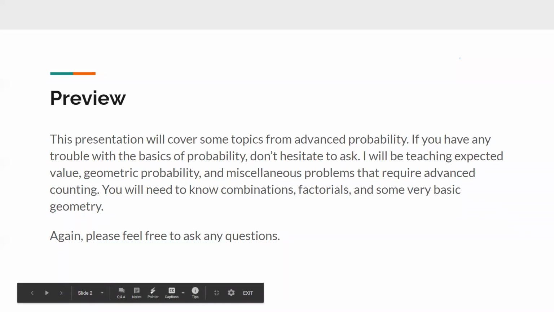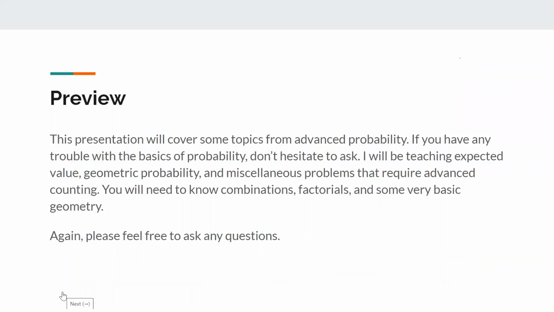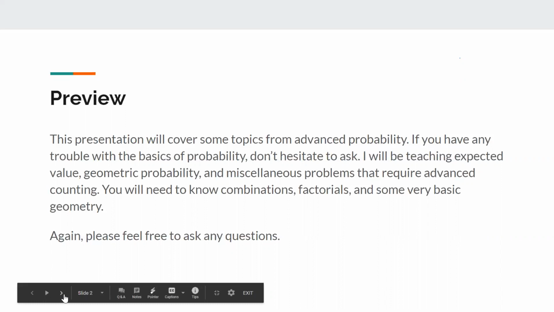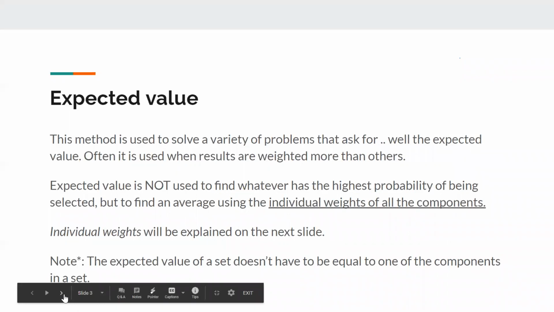So this presentation is just basically going to cover combinations, factorials, and basic geometry. We're also going to go over expected value, and these are all things you're expected to know in MathCounts. Let's start off with expected value.